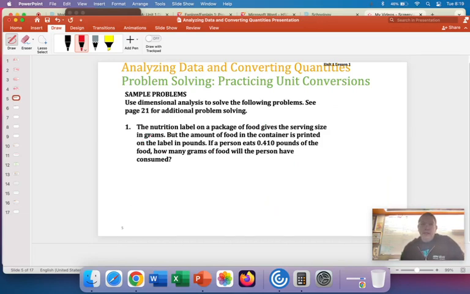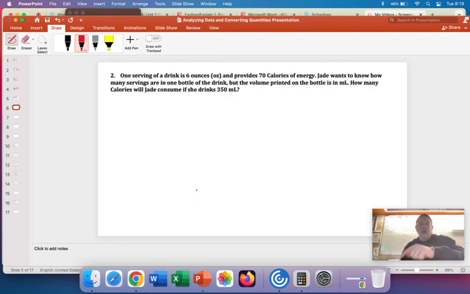Okay, I would like you to practice. Try solving this sample problem and show your work on your handout. Show me how you got to the answer. Pause the video right here. Okay, now do this sample problem. 1 serving of a drink is 6 ounces and provides 70 calories of energy. Jade wants to know how many servings are in 1 bottle of the drink, but the volume printed on the bottle is in milliliters. How many calories will Jade consume if she drinks 350 milliliters? Reasonable answer.